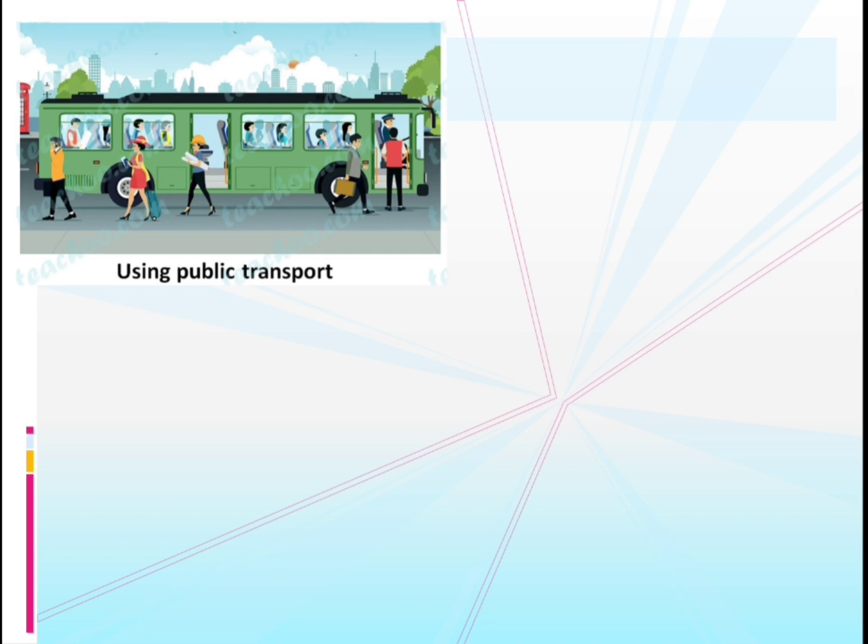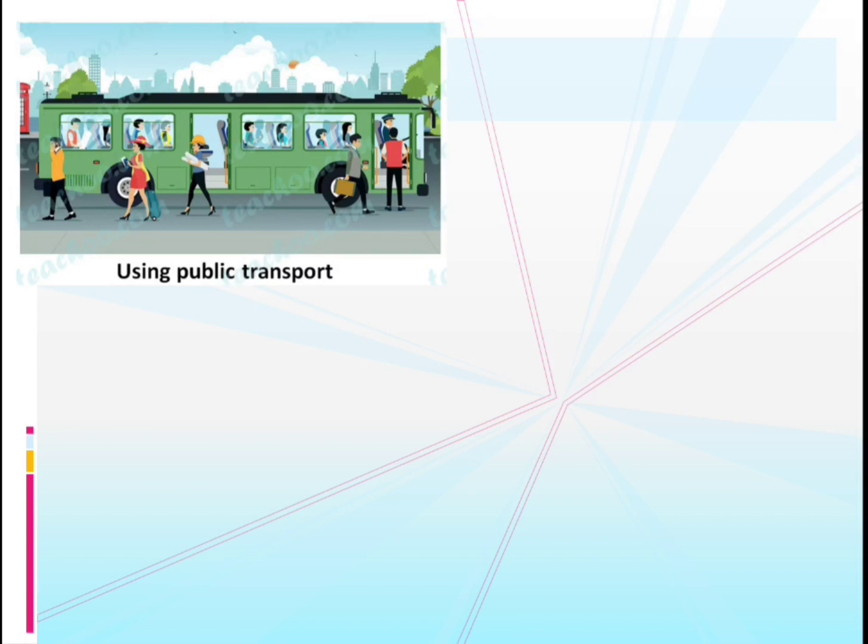If you use public transport, the number of vehicles, the number of automobiles on the roads will be reduced. When the vehicles are reduced, the smoke is reduced. When the smoke is reduced, then the air pollution is also reduced, isn't it, children? So by using public transport, that is the RTC buses or metro stations or MMTS stations, these are local public transport, isn't it? If you use these, the pollution can be reduced.